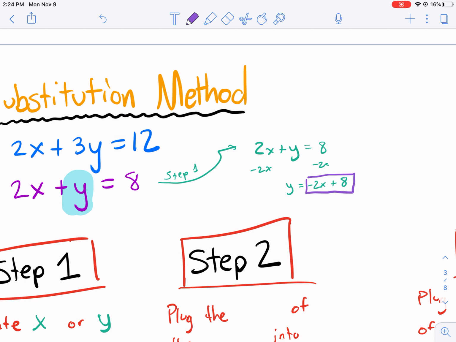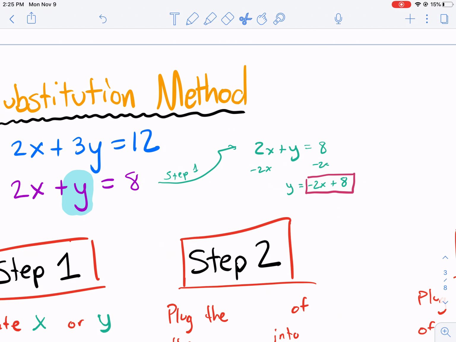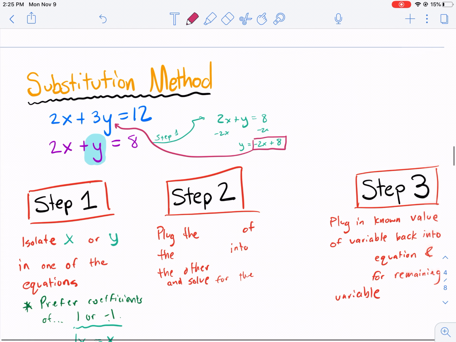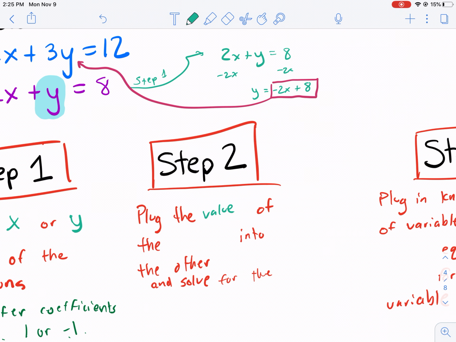What I'm going to do is take this value and plug it into y in the other equation. I see I have some purples mixed and matched, so I'm going to change this to pink or magenta, whatever you want to call this color. So step 2 is plug the value of the variable into the other equation and solve for the other variable.